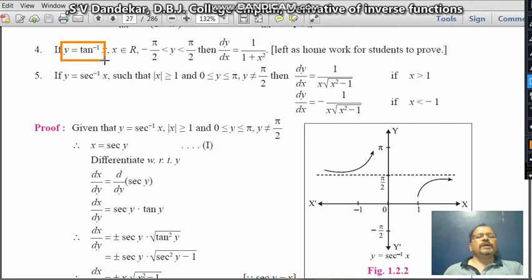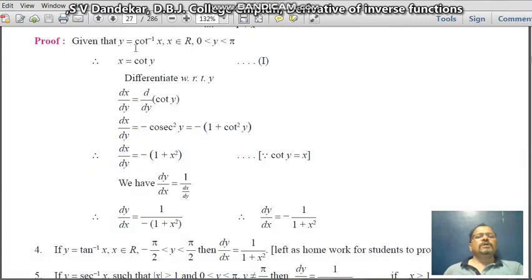The proof of y equal to tan inverse x, its derivative is 1 upon 1 plus x square. This is very easy, just like cot inverse x. In place of this cot inverse x, we take tan inverse x. The domain is x belonging to R, and range is between minus pi by 2 to plus pi by 2. This is not the range of tan inverse. This range is for cot inverse. For tan inverse, the range is minus pi by 2 to plus pi by 2.